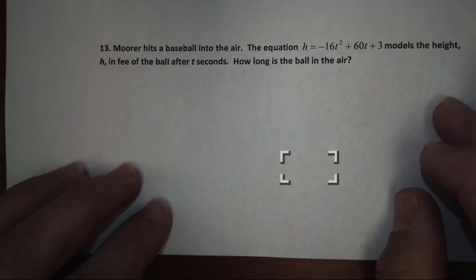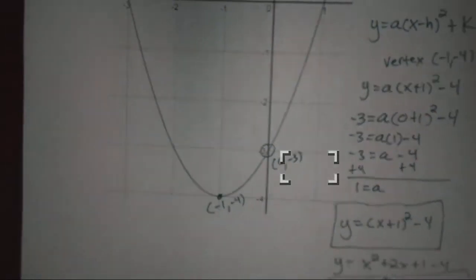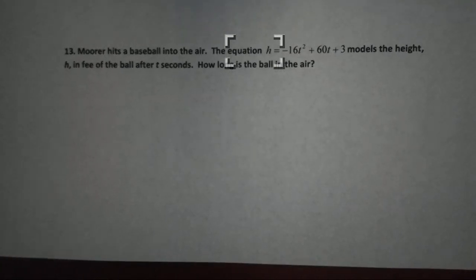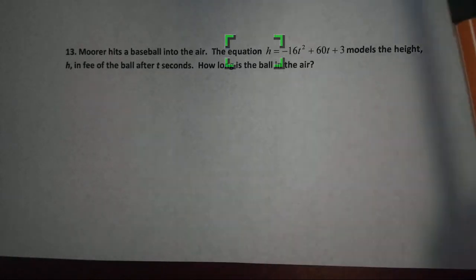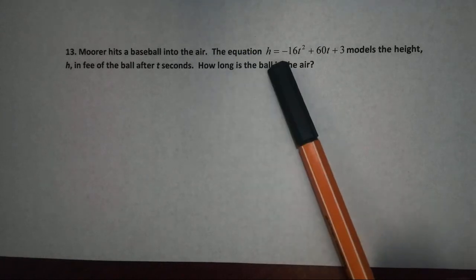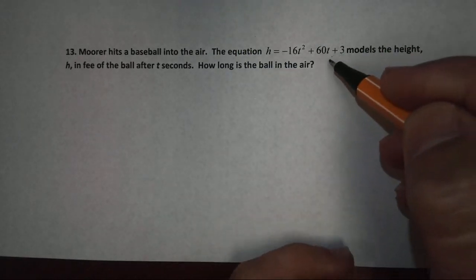All right, and then on to our last question in the calculator section. It says Moore hits a baseball into the air. This is the equation that models the height, and they want to know how long is the ball in the air. So let's just take a rough sketch.